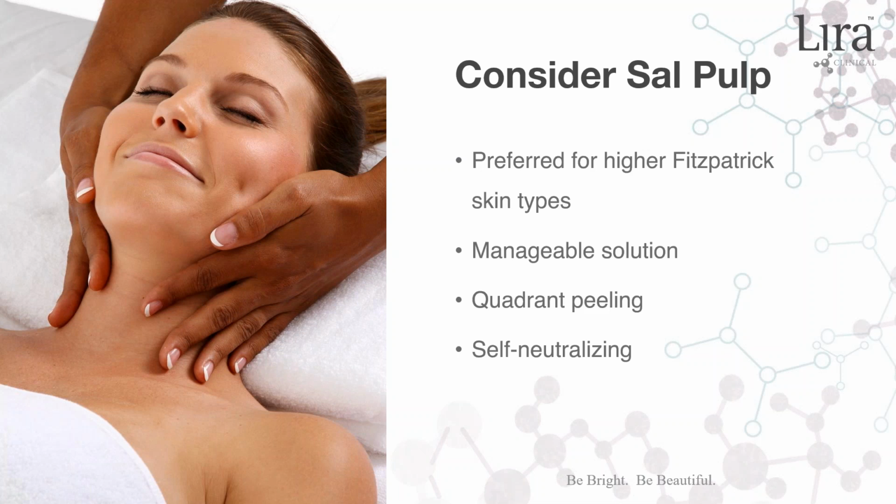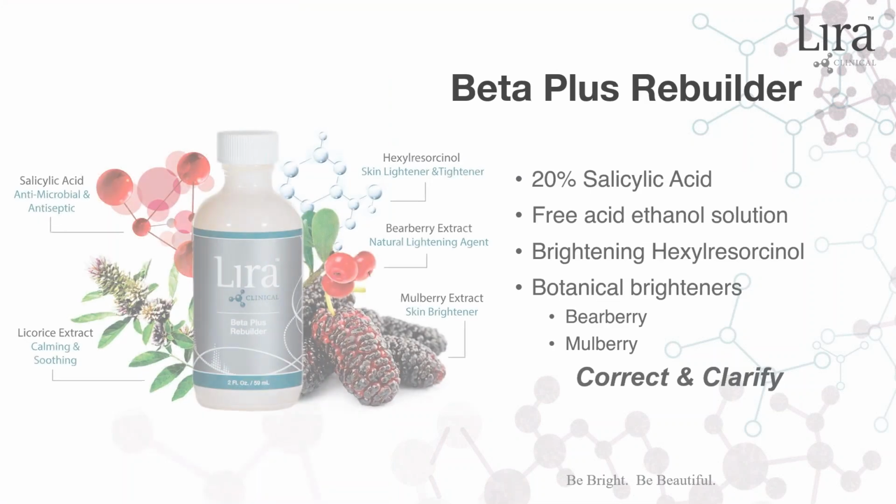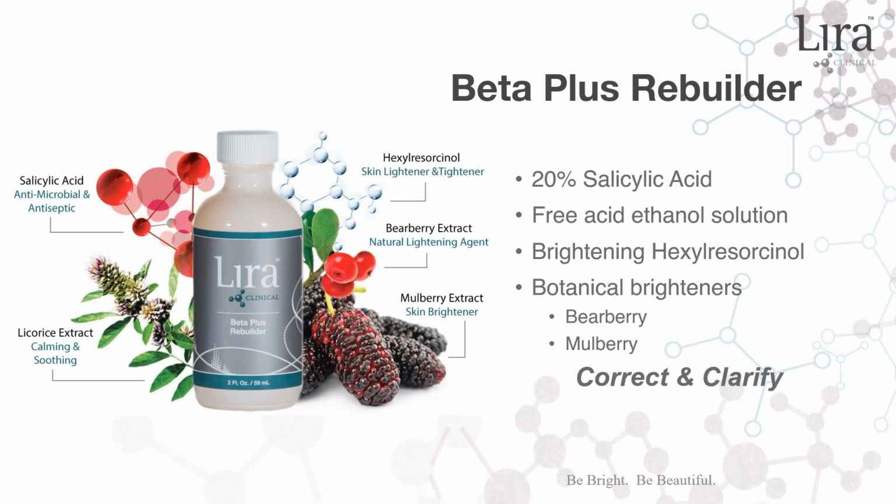Our next Lira Clinical solution that we have is our Beta Plus Rebuilder. Now, our Beta Plus Rebuilder is also a 20% salicylic acid, but it is in an ethanol solution. It is a free acid. So this is when once you apply that solution, it goes down into the skin. It's combined with beautiful brightening hexylresorcinol. So we absolutely love our hexylresorcinol because it not only brightens the skin, but it also helps to tighten the skin.